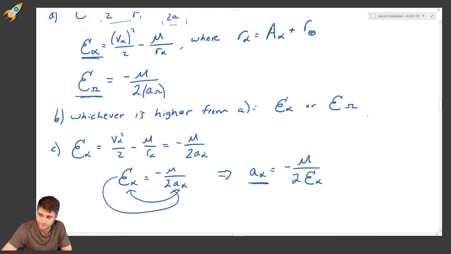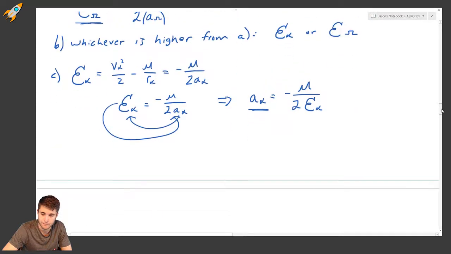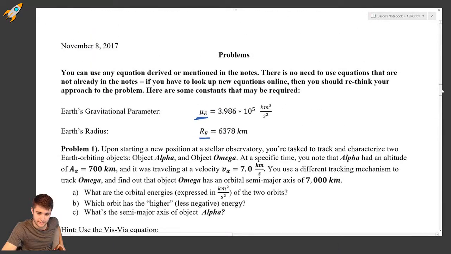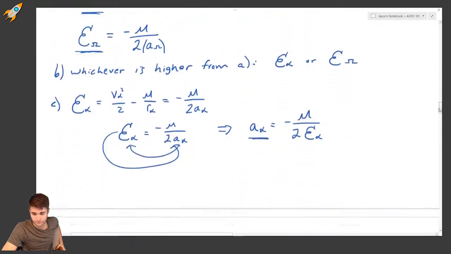And then C, I'm using another form, and I know the energy of alpha because we calculated it from the first step already, and then I'm solving for the semi-major axis of alpha. That's all I'm doing there. So we have the semi-major axis. Okay, so that's how we do problem 1.